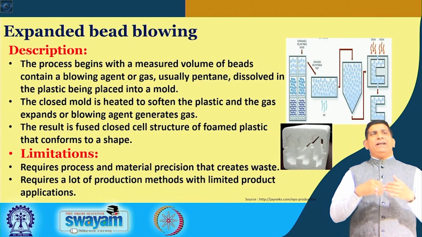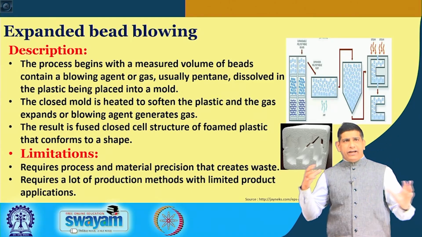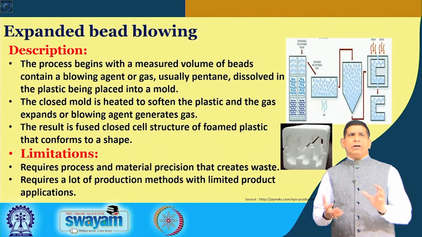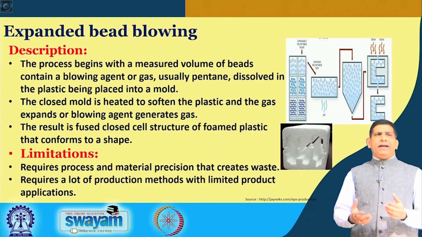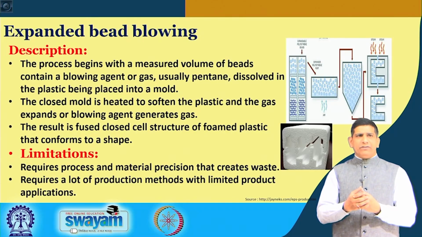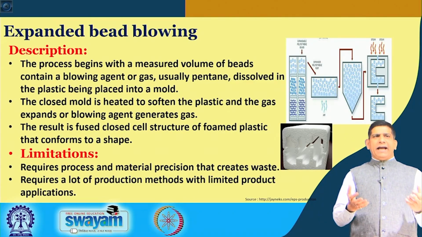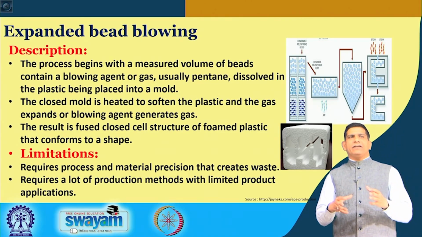And you can have expanded bead blowing, which is another way. Here you take a measured volume of beads. You can have a blowing agent, which is usually a gas, usually pentane, dissolved in the plastic, being placed in the mold. Then the closed mold is heated, which will make the plastic soften, and the gas will expand, and the blowing agent will generate the gas. So the result is a fused closed-cell structure of foam plastic that conforms to a shape.